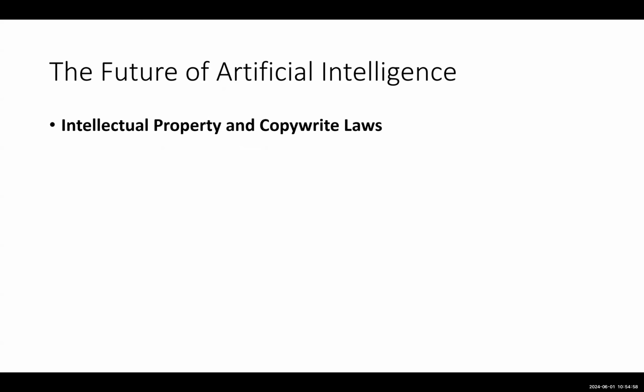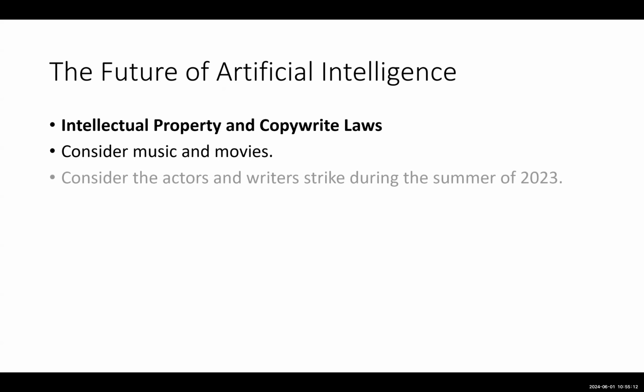With regard to intellectual property and copyright laws, we can think about things like music or movies. To what extent is artificial intelligence going to start creating all of our music and all of our movies, all of our entertainment you might say? Consider the most recent actor strike and writer strike that took place during the summer of 2023.